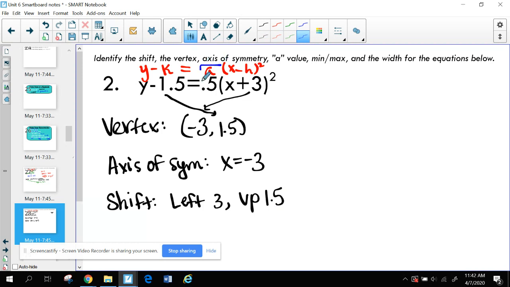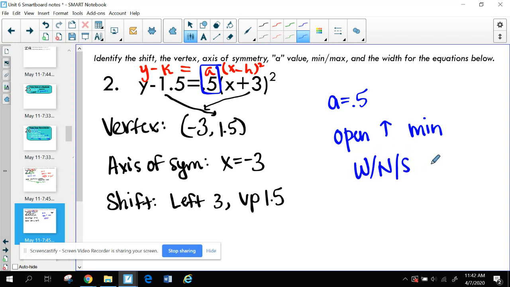Take a look at the A value. Since A equals 0.5, that's positive, so we know it's going to open up. If it opens up, it means it has a min. And then we would say for wider, narrower, the same: you take the absolute value, which is still just 0.5, which is less than 1, so this would be wider.